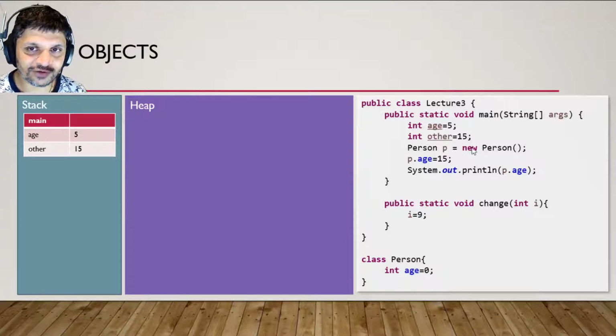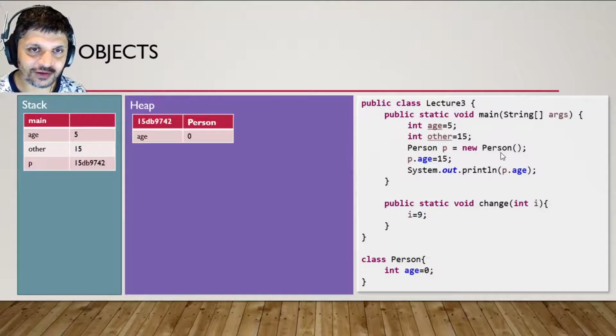What that's going to do is create a new person because of this side of the operator, the new Person part. So I'm going to get a Person object sitting in the heap somewhere. And that Person object is going to have an age variable whose value is 0. Now let's say that object is in memory address 15db9742, utterly randomly. Then when I say Person p = new Person, that's going to create a local variable p in the stack, which has that memory address as its value, right?